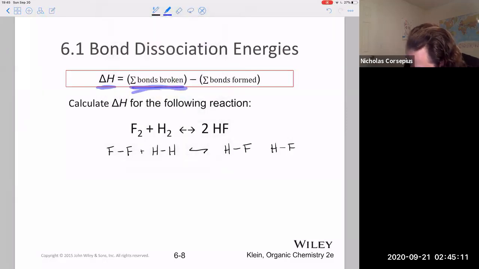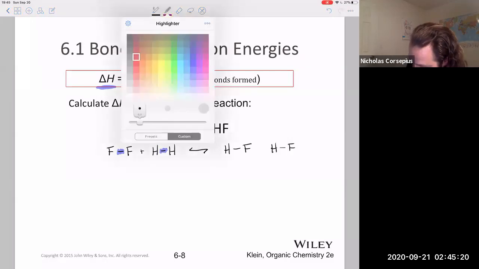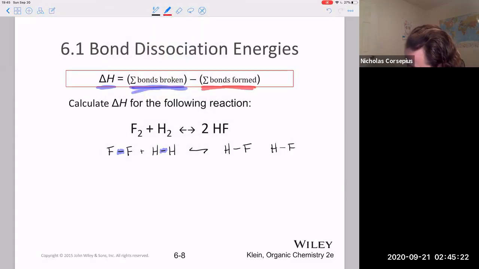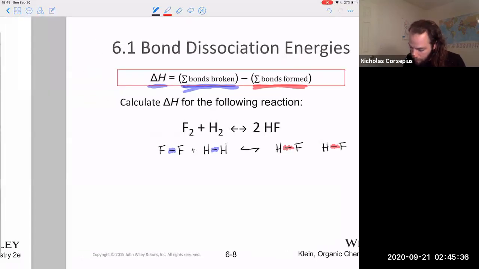Which bonds are being broken? That would be my fluorine-fluorine and my hydrogen-hydrogen bond. And then which bonds are being formed? Those are these two hydrogen-fluorine bonds. So I'm going to have to look up these bond dissociation energies for each of these bonds on my table. So that's fluorine-fluorine, hydrogen-hydrogen, and then hydrogen-fluorine, okay?